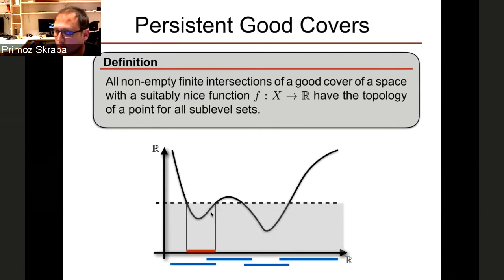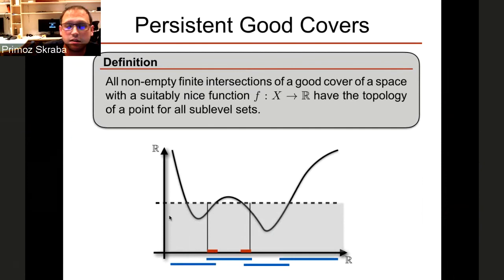So in this example, this cover element for this sublevel set is certainly contractible. So this is okay. And actually, if we would go through all the sublevel sets, this cover element would be just fine. But if we look at the one next to it, at this sublevel set, it's no longer contractible. It doesn't have the topology of a point, right? Why? Because it appears as two components.